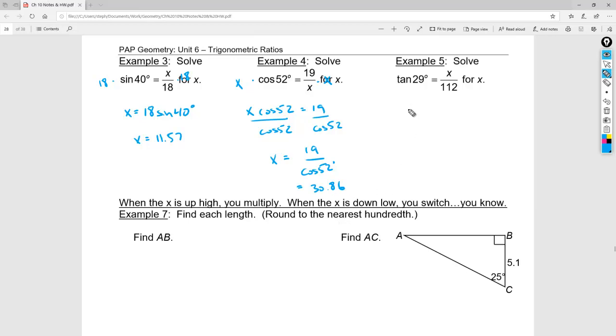Okay, and last but not least, over here I have tangent of 25 equals x over 112. So let's multiply both sides by 112. X will be 112 times tangent of 25 degrees. We plug that into our calculator, we get 62.08.